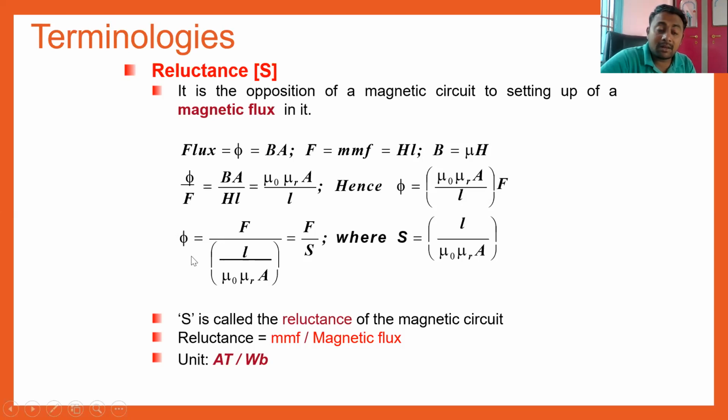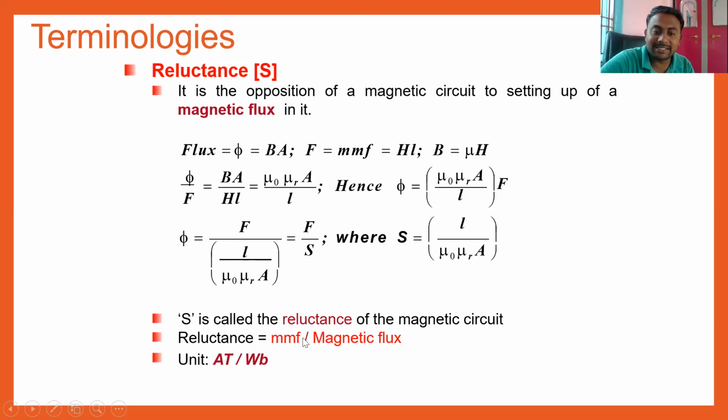Always flux phi equals, why? Because I am relating the electrical terms. In magnetic circuits, flux in electrical terminology relates with the current, the MMF relates with the EMF, and reluctance relates with the resistance. So always I equals V by R, so flux equals MMF by reluctance, so F by S. So I am writing the S value as L by mu naught mu r A. S equals L by mu naught mu r A.